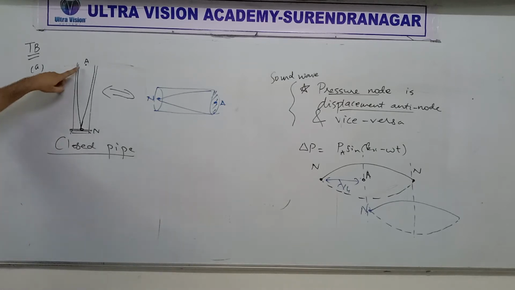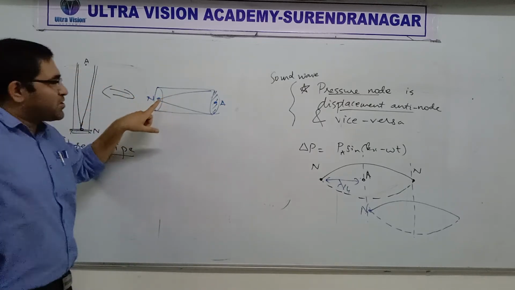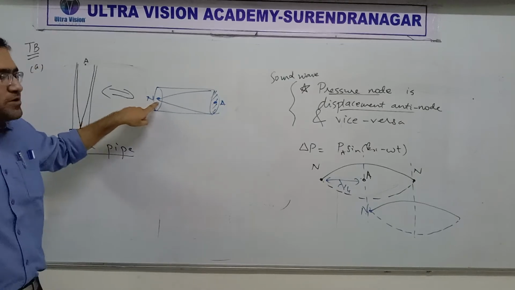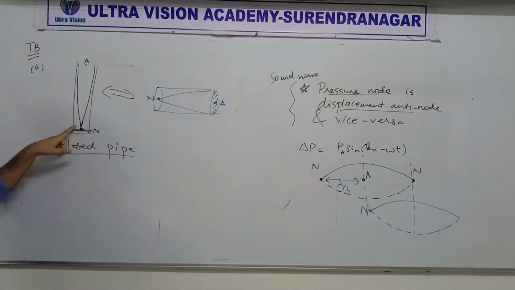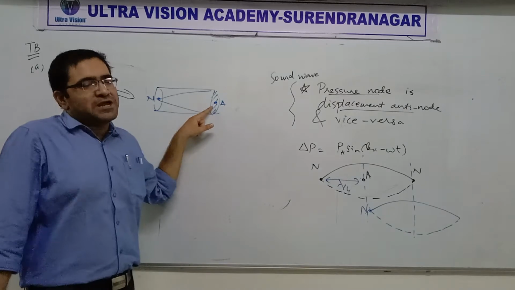Here at open end they have shown antinode. Here at open end we are showing node. Here at closed end they are showing node. And here at closed end we are showing antinode.